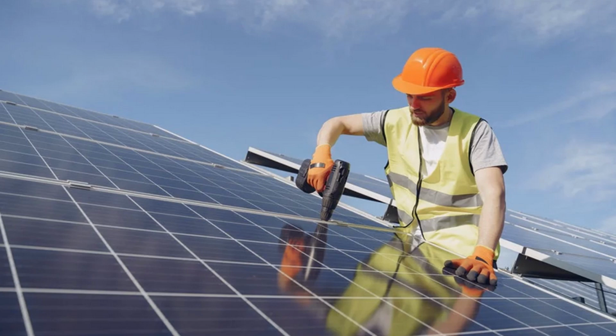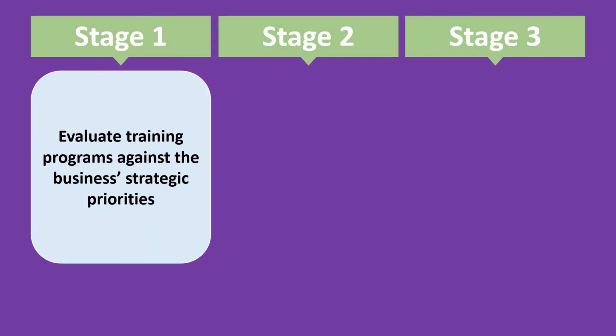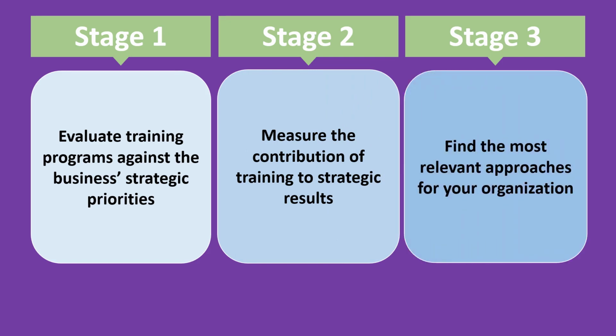How could have Anderson model of learning evaluation helped this organization? We would find this out on the subsequent screens. The Anderson model of learning evaluation talks about 3 stages. Stage 1. Evaluate your current training programs against the business strategic priorities. Stage 2. Measure the contribution of training to strategic results. Stage 3. Find the most relevant approaches for your organization. Next, let's see what happens in each stage of Anderson model of learning evaluation.